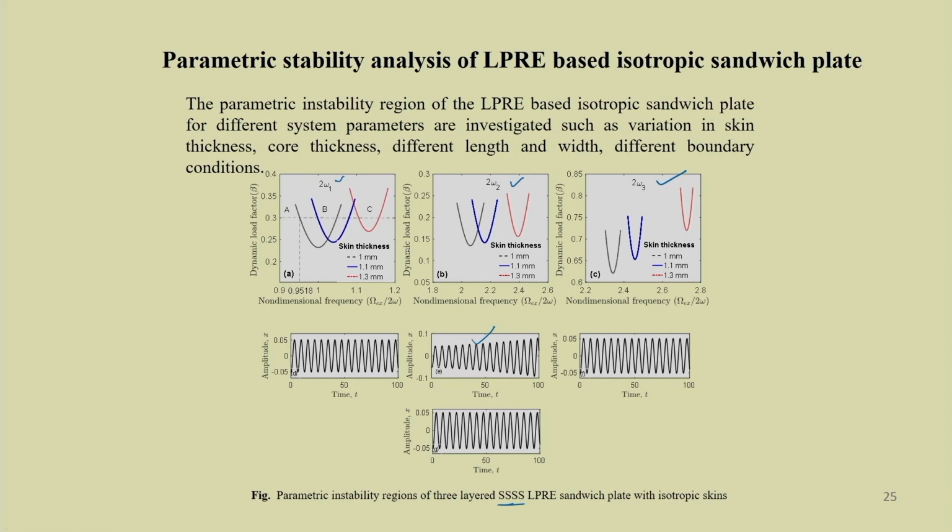So, A, B, C, if you are taking 3 points. This is for point A when the response is stable, and this is for point C when the response is stable also. A and C for these two curves it is stable, but for B the response grows and the system becomes unstable. So, this is clearly showing the system is unstable as the response amplitude goes on increasing. So, this way one can study the instability region of a sandwich plate with different conditions.